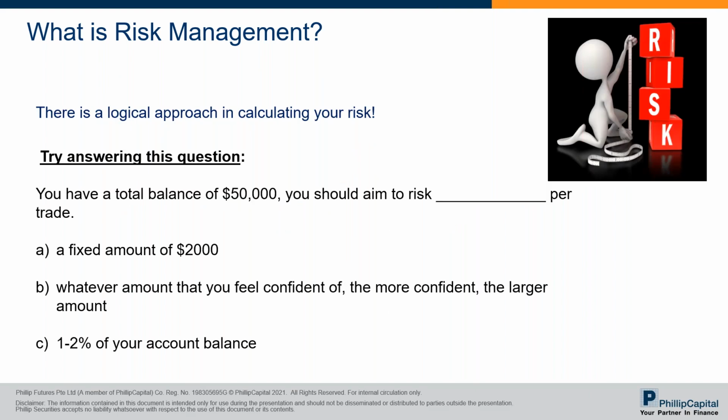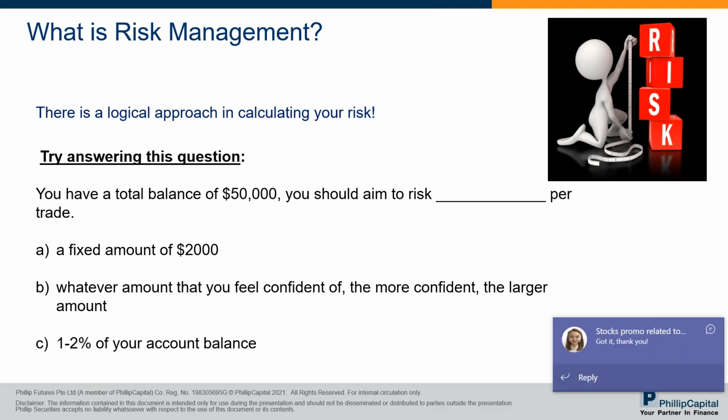Why do I say so? Right, because there is actually a logical approach in calculating your risk. So this is what I'm trying to uncover in this session. So if you would like to participate in this question, do comment in the chat box what you think the answer is for this question, right? So you have a total equity balance of 50,000. So how much should you be aiming to risk per trade? Would it be A, a fixed amount of $2,000, or B, whatever amount you feel confident of? The more confident, the larger your trade amount. Or C, 1 to 2% of your trading account balance.